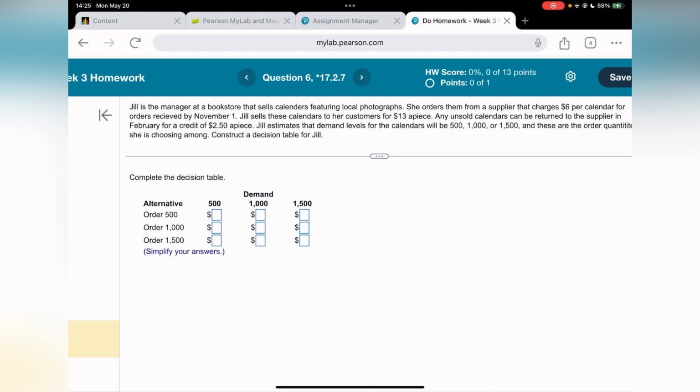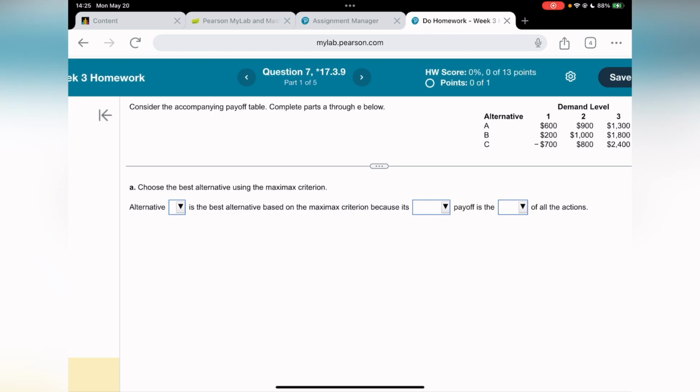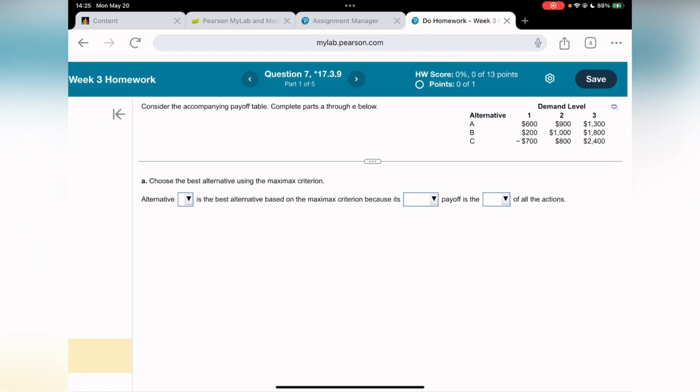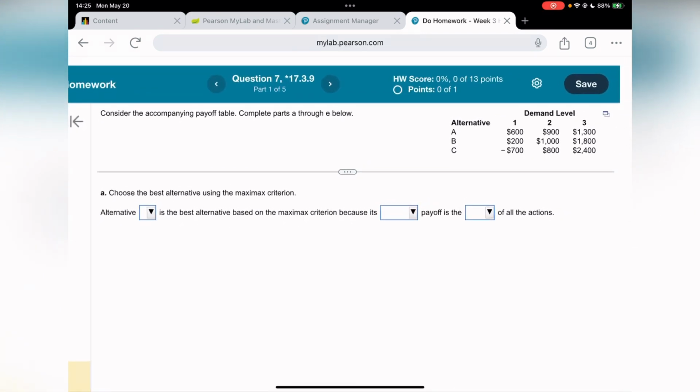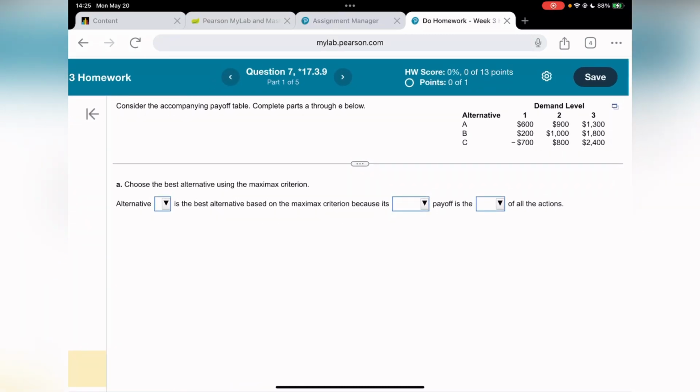All right, at this point, I will move to question number 7. Let me see what we have. Consider accompanying payoff table. This is payoff table. And we need to complete part A through E below. Great. A, B, C, D, E. No more, no less. Let's have fun.